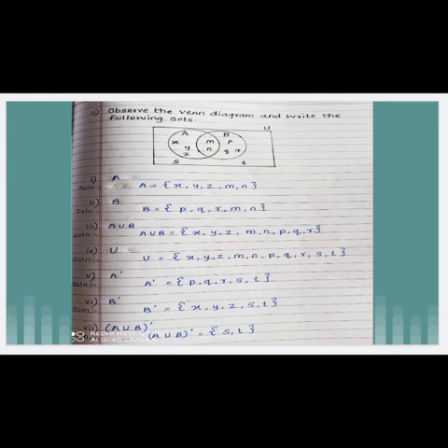Now fifth one, A complementary. Now complementary means what? When you subtract elements of set A from the universal set, then you will get the complementary. Okay. So omit the elements of the set A from the universal set. You will get elements P, Q, R, S, T.